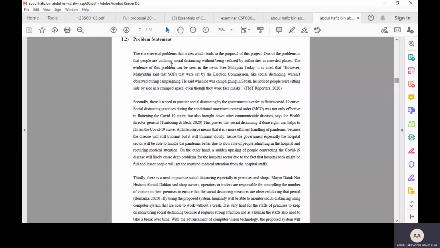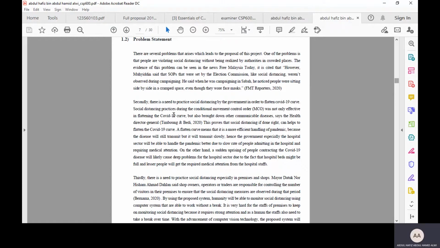For example, in the citations, our Prime Minister Muhyiddin Yassin said that SOPs set by the election commission, like social distancing, weren't observed during campaigning. He said when he was campaigning in Sabah, he noticed people sitting side by side in a cramped space, even though they wore face masks. Even though they wore face masks, if social distancing is not practiced, the disease will still spread because the disease can transmit through touch, as we all know.